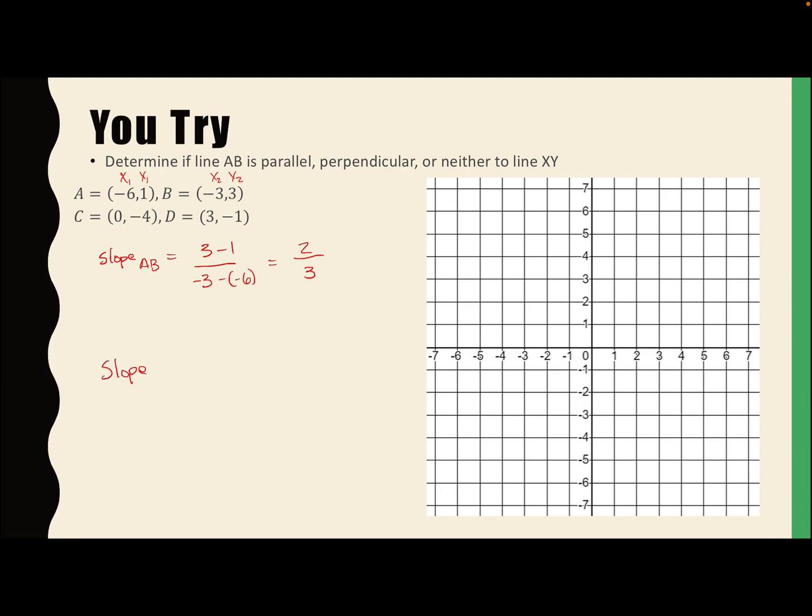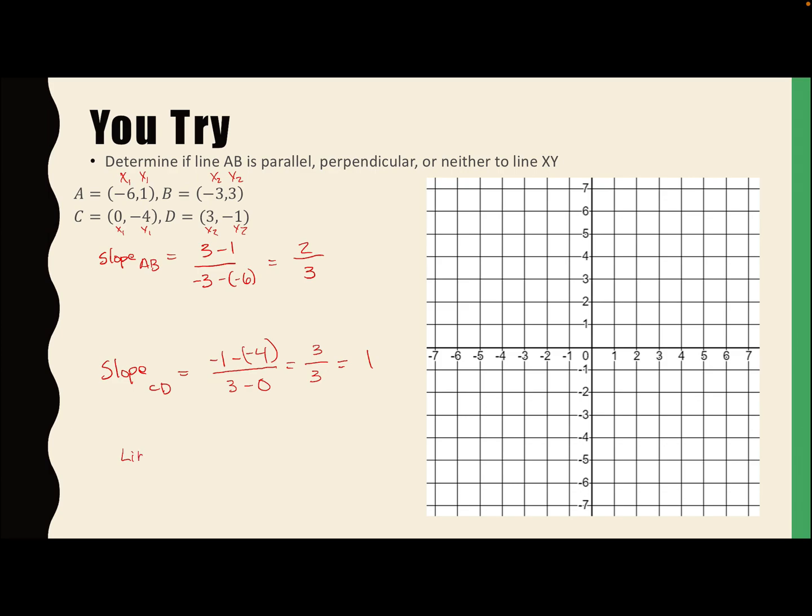And then the slope of CD is going to equal, we get x1, y1, x2, y2. We would have -1 minus -4 over 3 minus 0, which is going to be 3 over 3, which equals 1. And so 1 and 2/3 are not equal.